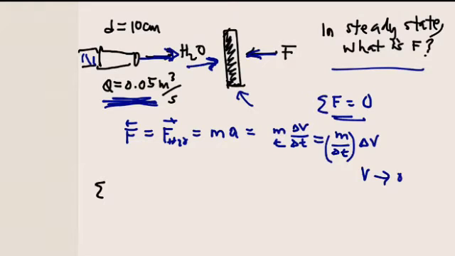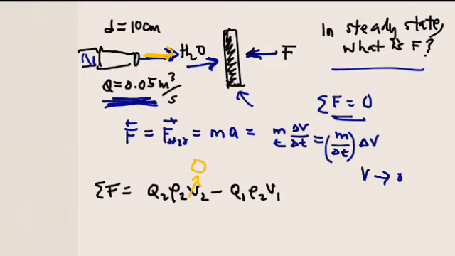So we have the sum of the forces is equal to Q2 density 2 V2 minus Q1 rho 2 V1. So we know in our situation the initial velocity is whatever the velocity is here, and the final velocity is essentially 0. We're losing all the velocity. So the only force that we have here is equal to negative Q1 rho 2 V1.